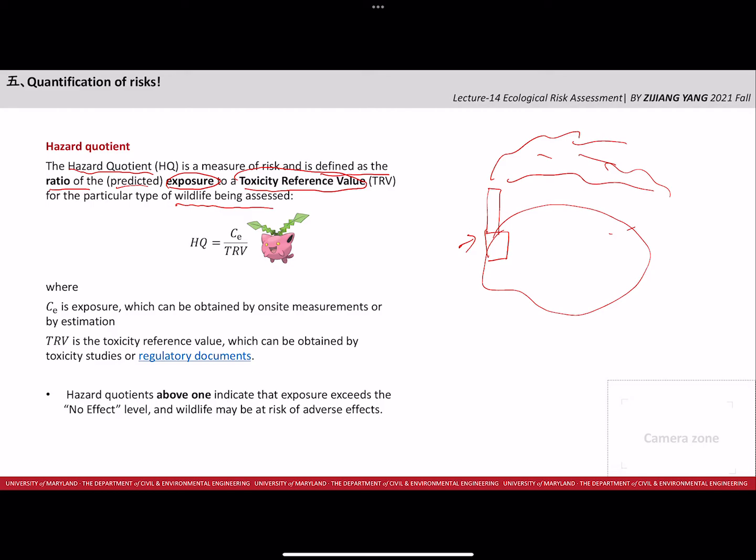And the hazard quotient is expressed by the CE, which refers to the concentration of the pollutant in the environment, or it refers to the exposure, which can be obtained by on-site measurement or by estimation or prediction. And the TRV refers to the toxicity reference value, which can be obtained by toxicity studies.